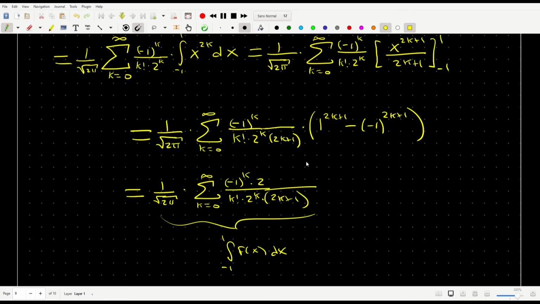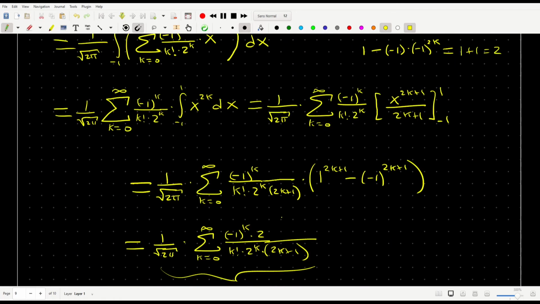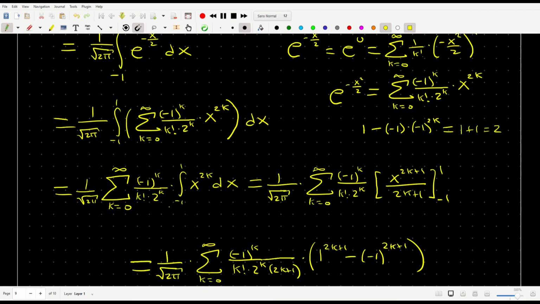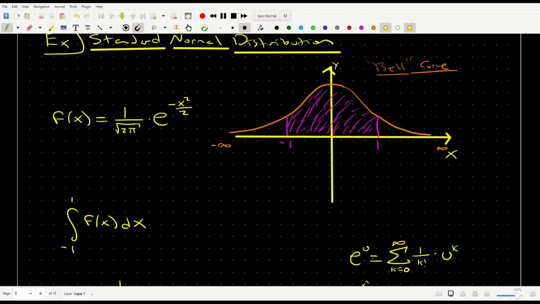So this value, whatever the series converges to, is exactly the probability that a random variable will fall between negative 1 and 1. I think this is a very cool example. And all of these manipulations are valid because the Taylor series radius of convergence for this function is positive infinity. Right? You can go through and directly show that. So this is very neat.